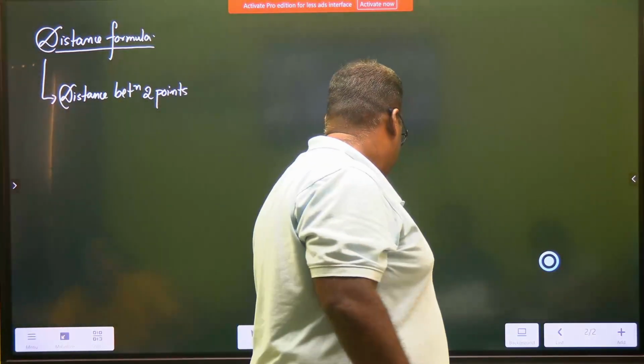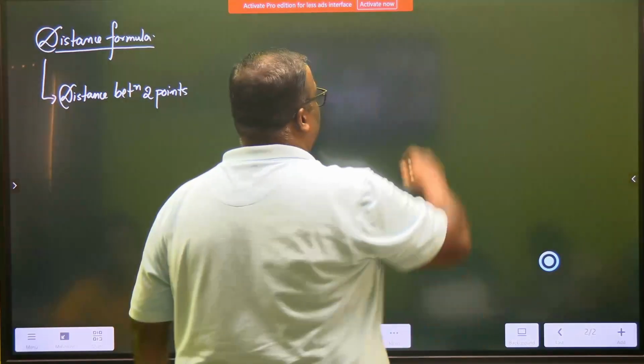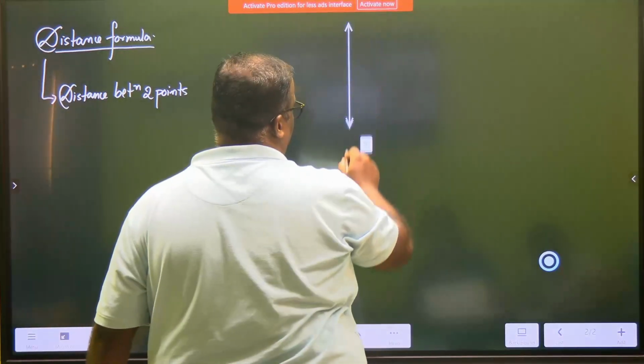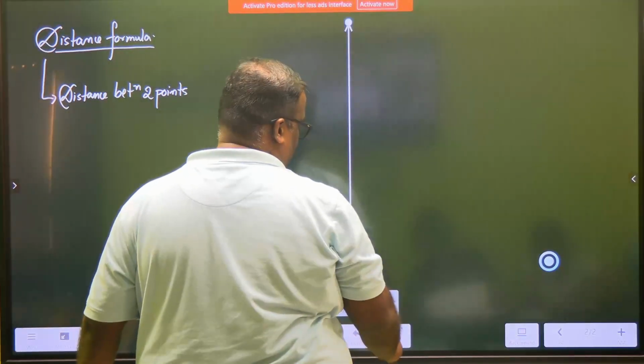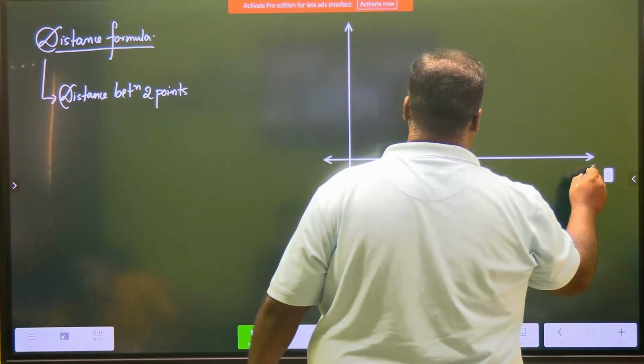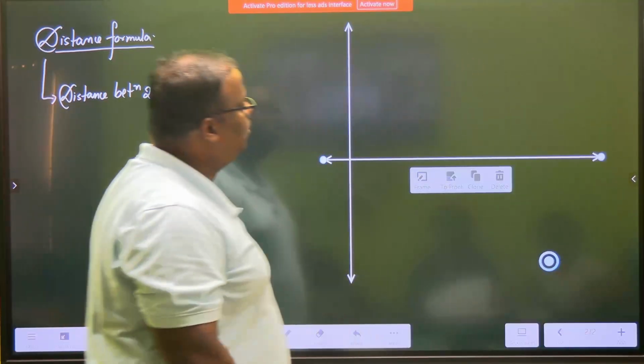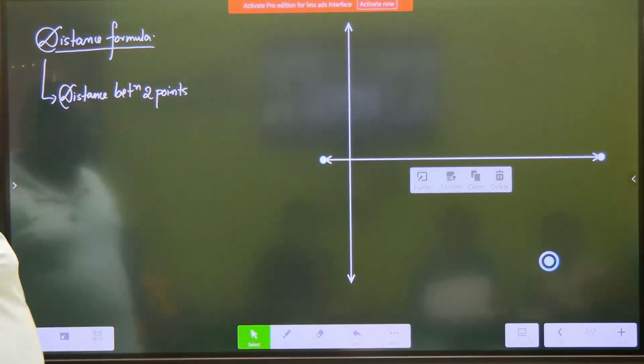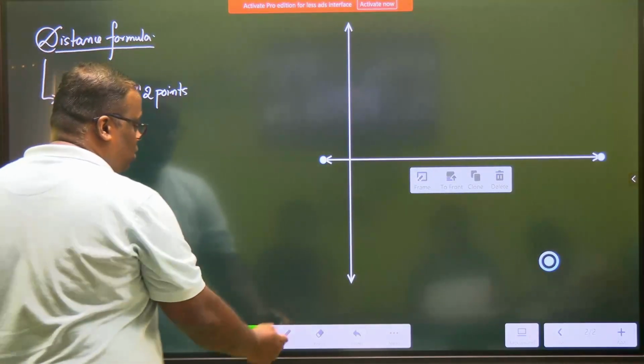Okay. So, distance between 2 points. Understand? So, let's find out a formula which will give us the distance between 2 points. And by that, you can deduce the midpoint formula also. Clear? So let us first introduce 2 points.